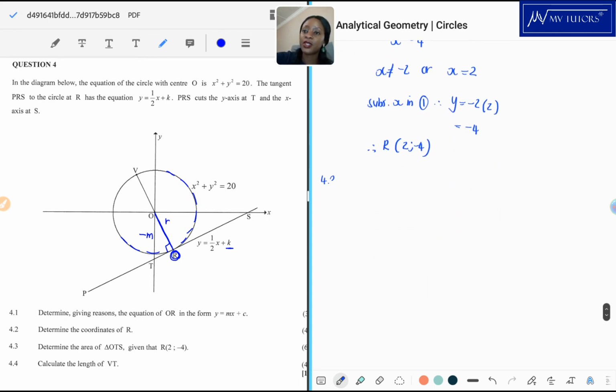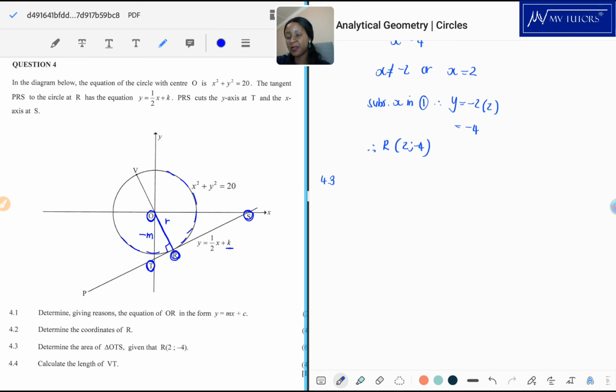Now 4.3. Determine the area of triangle OTS. So this is where O is, this is where T is, and that's S. Okay, and we can see that it is a right angle triangle. So if we want to get the area, oh, they say given that R is (2, -4). Okay, if it is given that r is (2, -4), how are we helped?